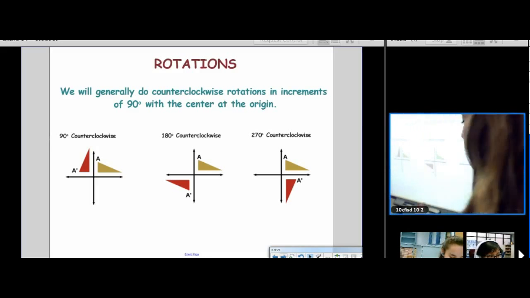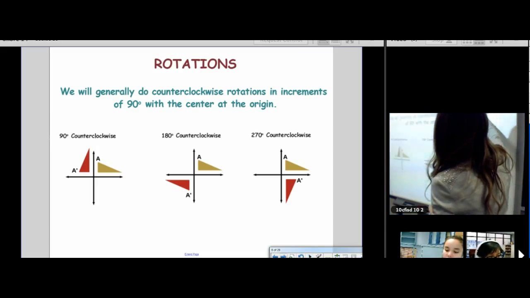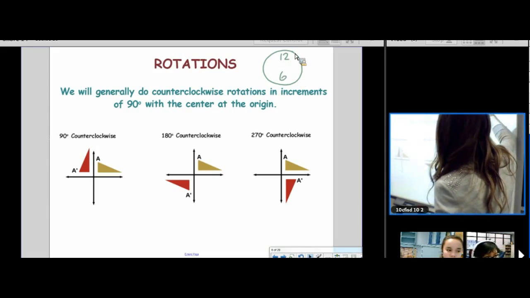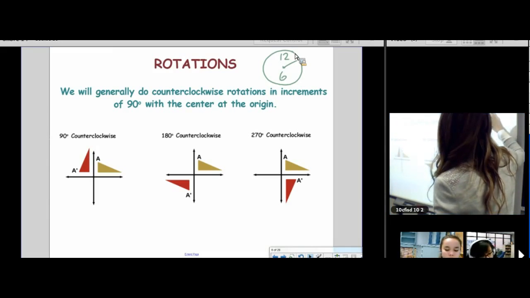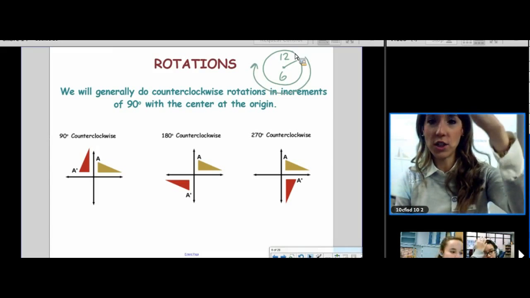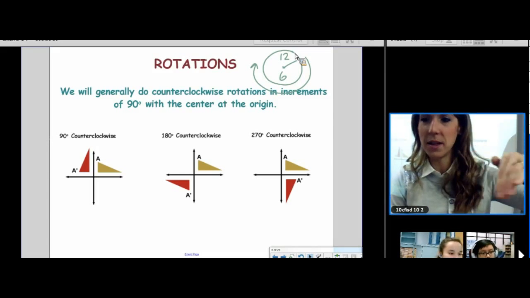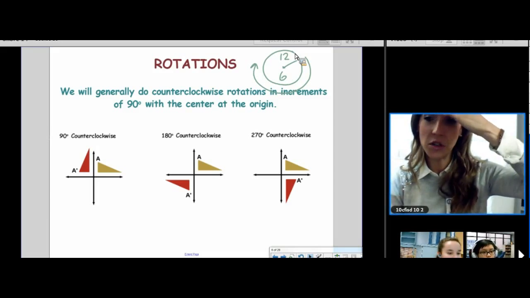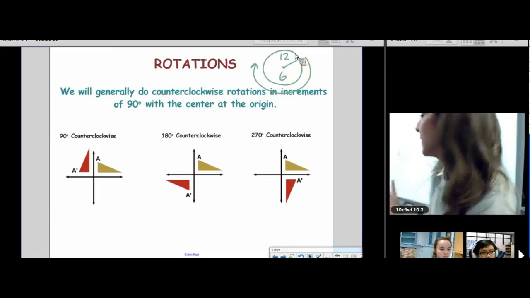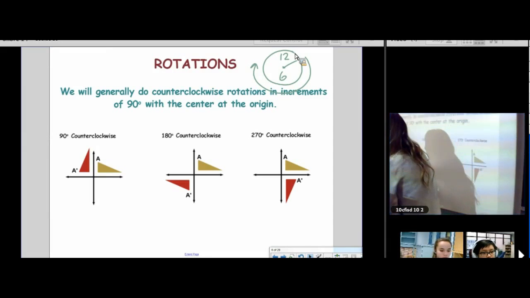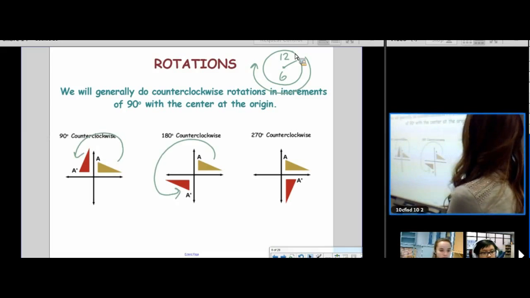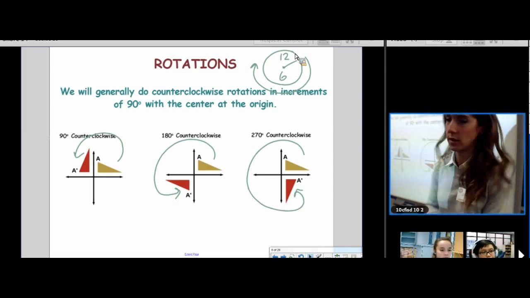We generally do rotations in increments of 90 degrees, and we're going to do them counterclockwise. I need you to know what counterclockwise means versus clockwise. So here's a clock. The hand of the clock travels this way. That's how the hand of a clock travels. I know we don't use analog much anymore because we all have everything digital, but it is still relevant. You still need to know. So counterclockwise means we're going to go opposite the way that a clock does.